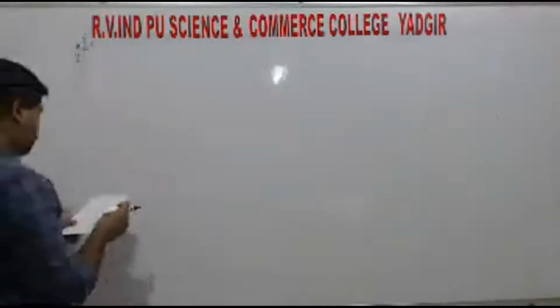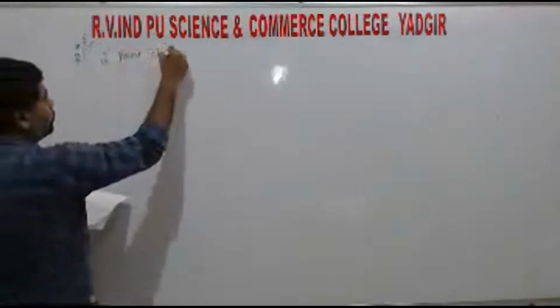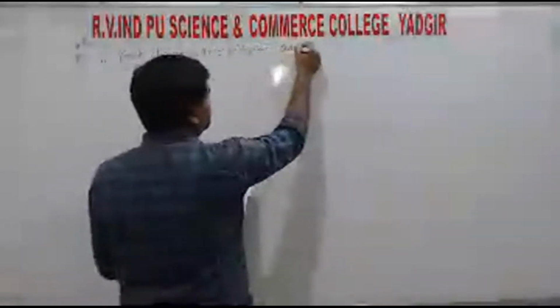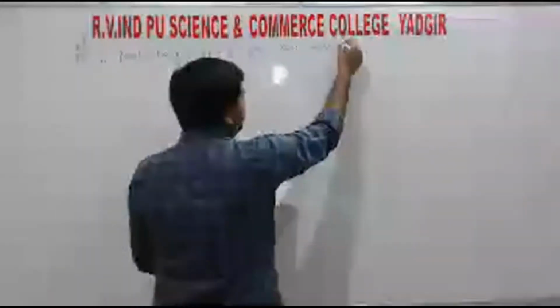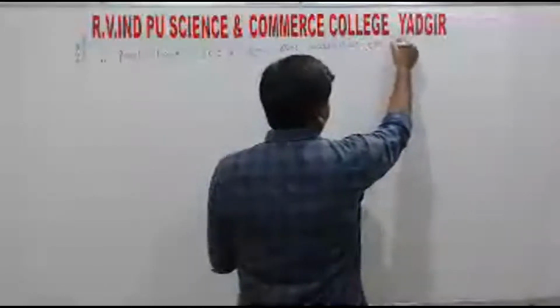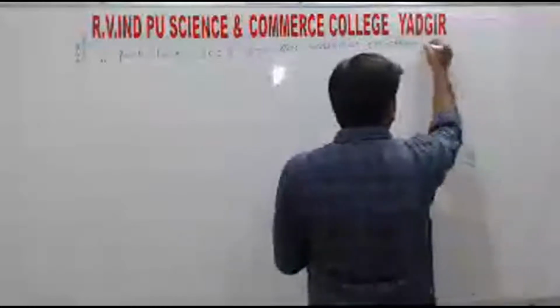So this one is an important concept on problems. So one more important topic on problem: two point charges, 2 nanocoulomb and 18 nanocoulomb, are located 1 meter apart in air.